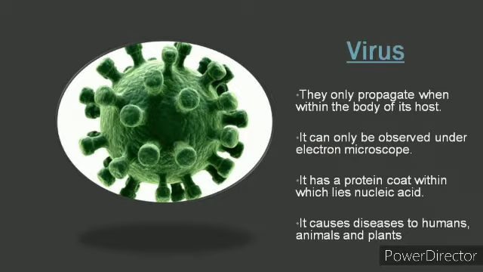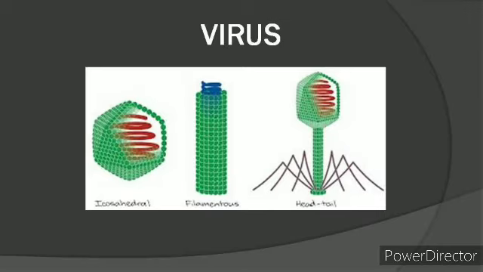They are propagating microorganisms inside our body, and they are mostly observable only under an electron microscope. Normally you cannot see a virus. It has a protein coat, and it has nucleic acid inside it, and it can cause very, very big damage to humans, animals, and plants alike.